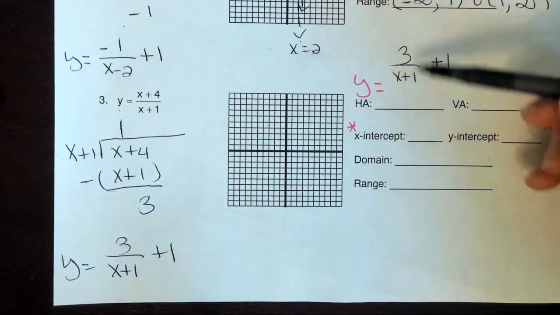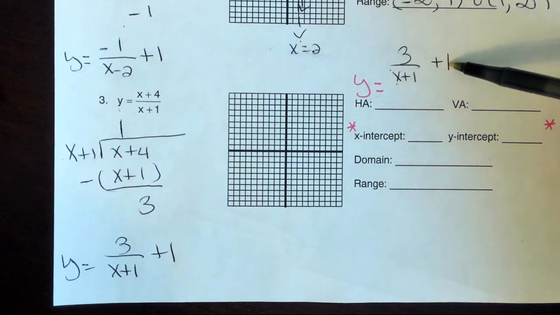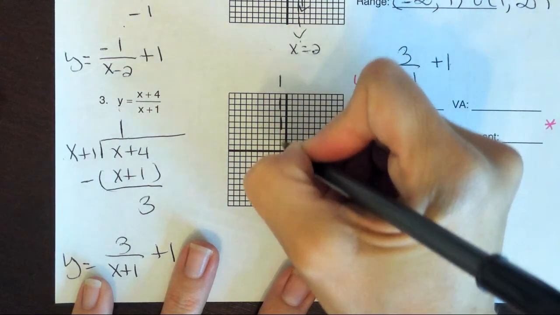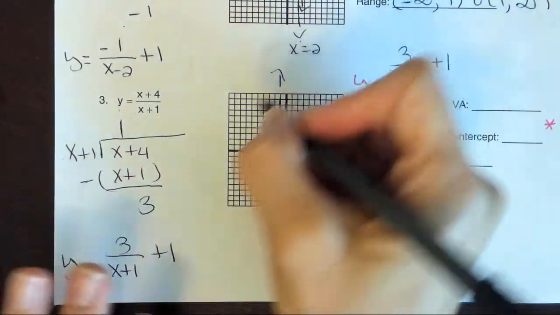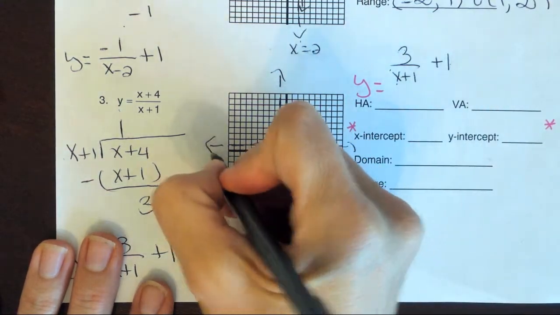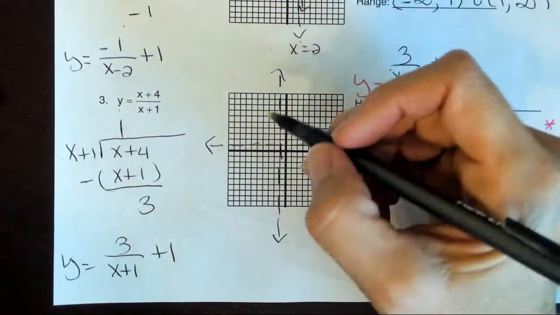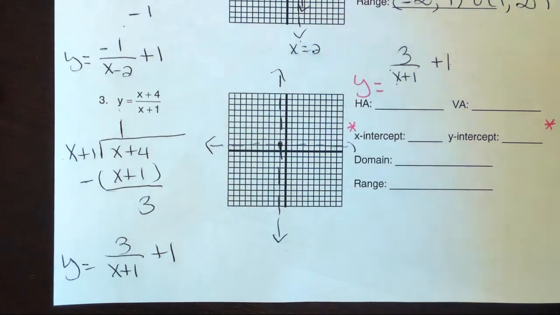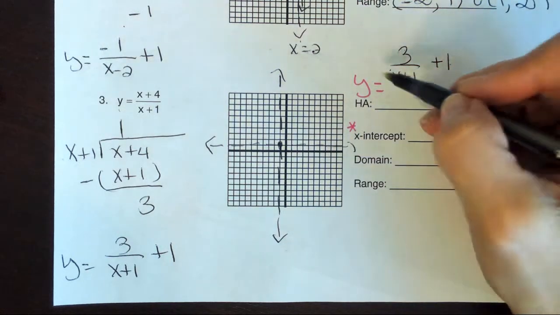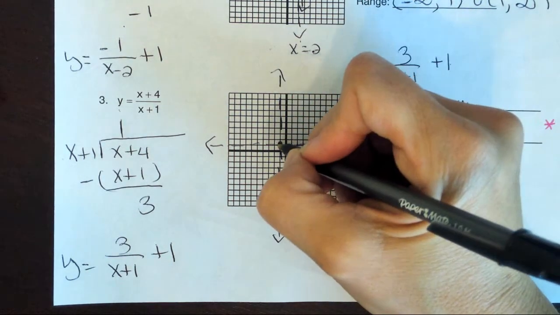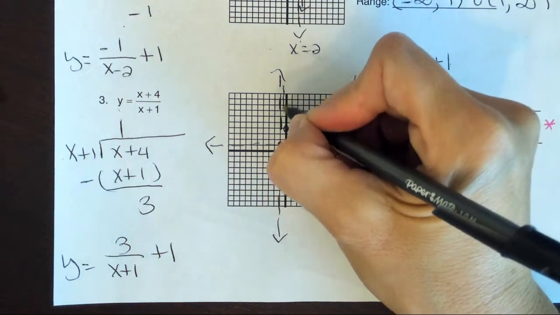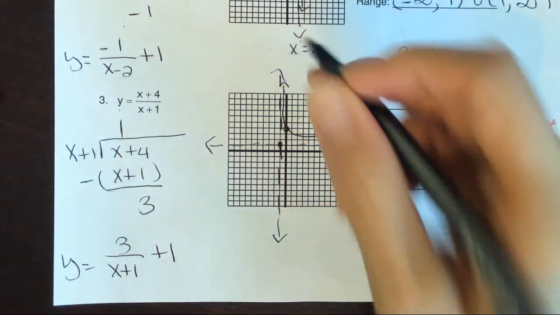So I'm going to go left 1, up 1, and stretch by 3. So for the stretch of 3, what I'm going to remember is I'm going to go to my center point again. Normally for a reciprocal, I go out 1, up 1. Because it's a 3, I'm going to go out 1, up 3. So I'm going to go to the right 1, and then go 1, 2, 3. That's going to be my first point, my little critical point.